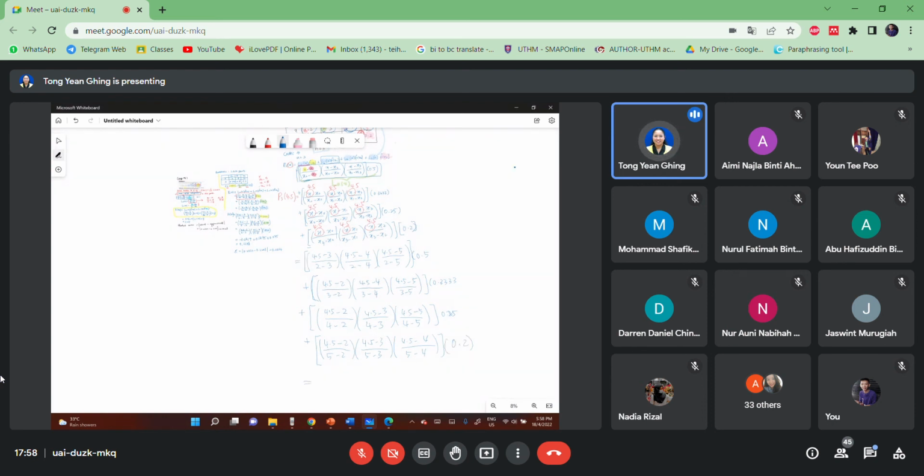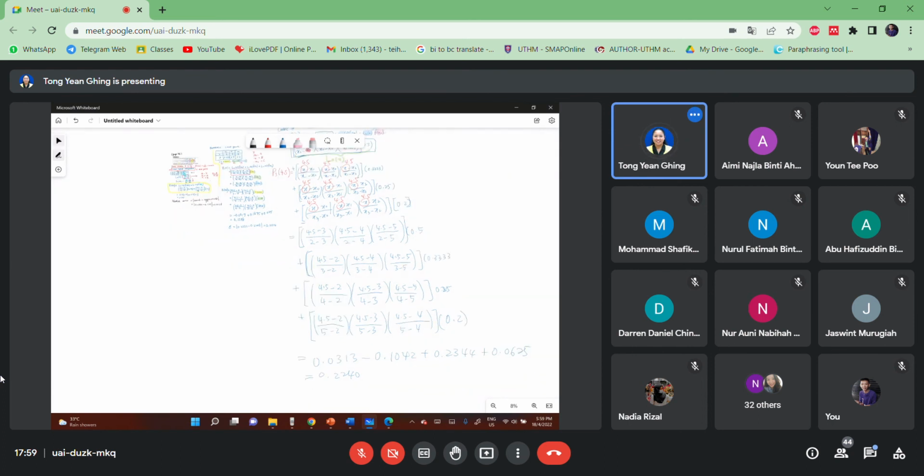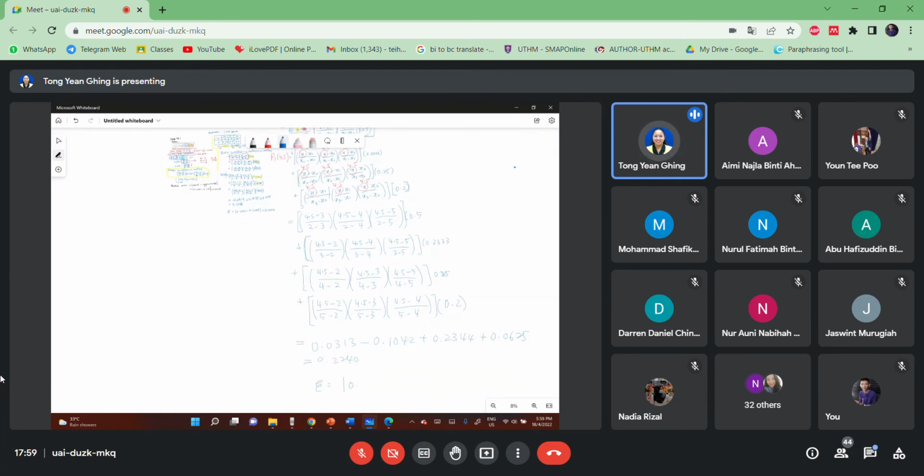So awak kira boleh dapat berapa? So for this one, saya salin 0.0313 minus 0.1042 plus 0.2344 plus with 0.0625. And then the answer is 0.2240. So after get this one, find the error. That means 0.2222 minus 0.224, dapat 0.0018.